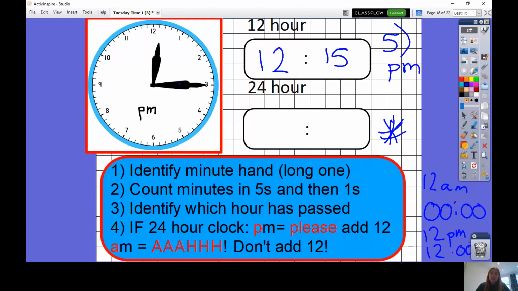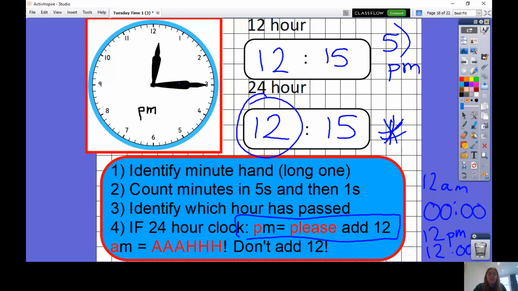So the only exception to adding 12 when you are looking at the 24-hour clock is when it's 12. 12 p.m. we'd write as 12. So this time is actually 12:15. If you said 24:15, just have a little think about that. Are you in the 24th hour of the day? Not quite. Okay, so that one was very tricky. Don't worry if you found it trickier.